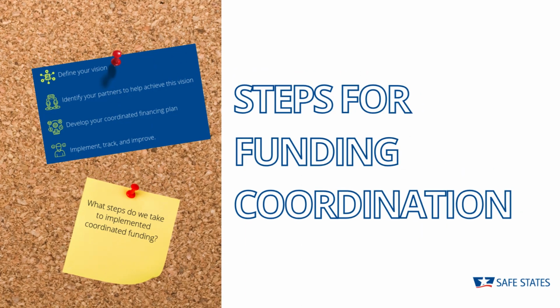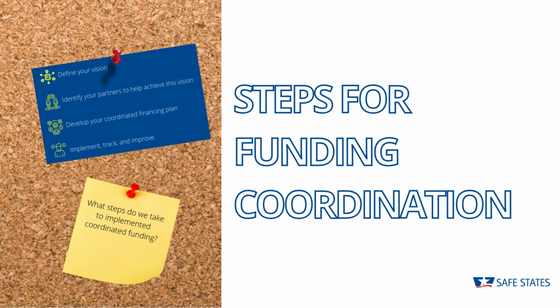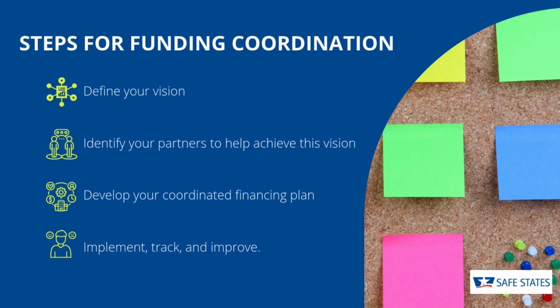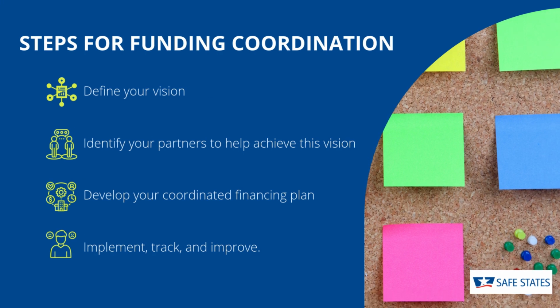When using a blended, braided or layered funding approach, it is important to set up a clear funding coordination process to ensure that you are meeting grant requirements, partner needs, and administrative processes properly. The following slides outline the steps for funding coordination, with a corresponding slide giving an example of what this might look like.